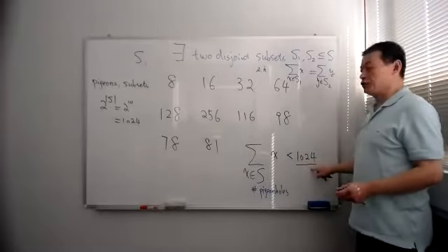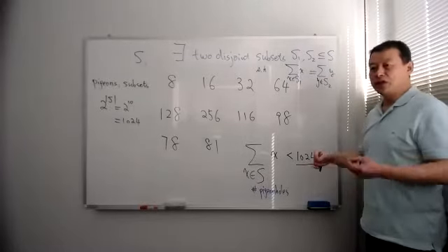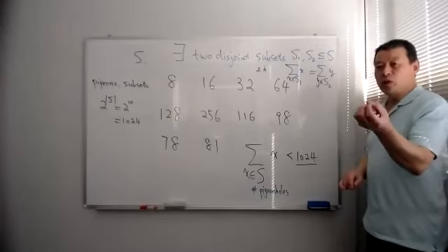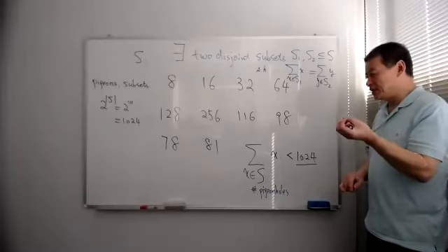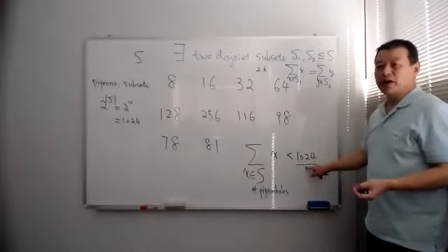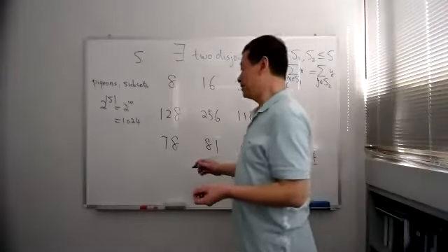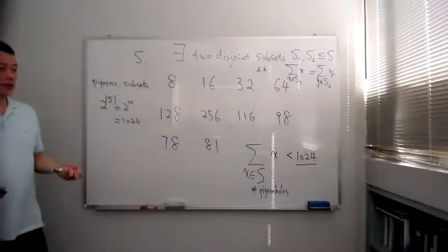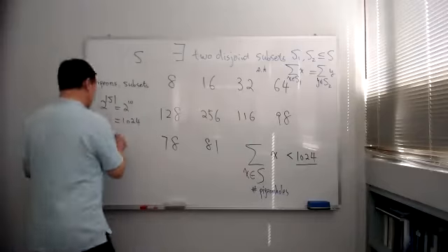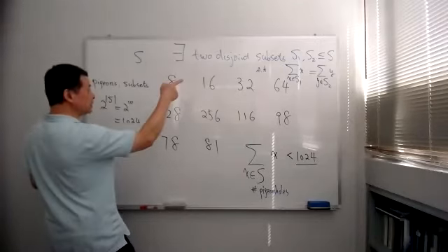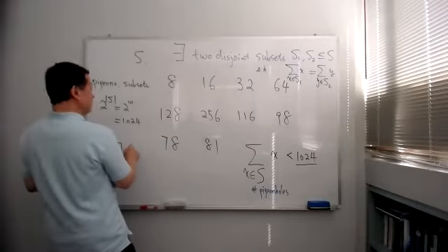It's less than 1024. So by the pigeonhole principle, what can we say? Some pigeonhole will be occupied by two pigeons. So some number will be the sum of two subsets. So there exist subsets with the same sum.